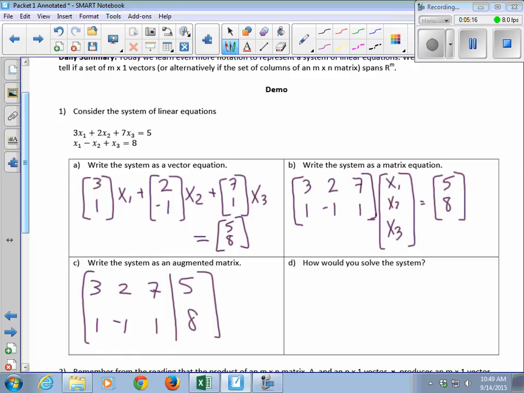Regardless of what form I give this to you in, how would you solve this system of equations? Row reduce the augmented matrix.